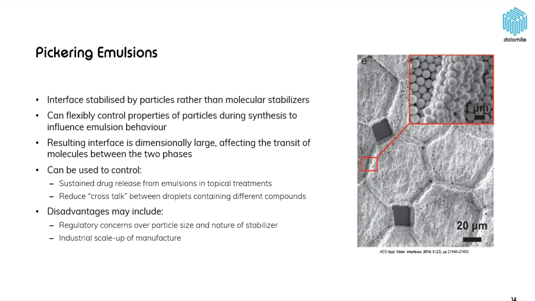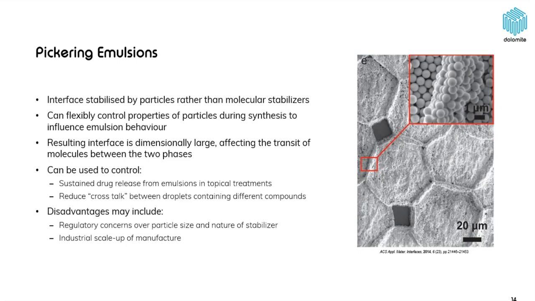One of the other options is Pickering emulsions. I mentioned earlier they're finding more and more applications. So these are interfaces that are stabilized by particles rather than molecular stabilizers or polymers. Again, like block copolymers, you can very flexibly control the properties of these particles during synthesis to influence their emulsion stabilization behavior. You can make them different sizes, you can put different functional groups on them, make them out of different materials in the first instance. Things like silica and titania are quite commonly used.